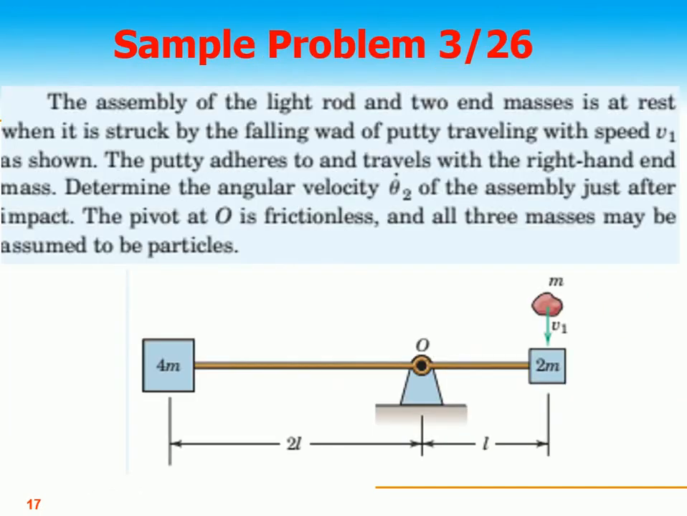Simple problem 3-26. The assembly of the light rod and two end masses is at rest. When it is struck by the falling wad of putty traveling with the speed of v1, which is moving and strikes this mass, determine the angular velocity theta 2 dash of the assembly just after the impact. The pivot at O is frictionless, and all three masses may be assumed to be particles. They can be considered as concentrated masses, rigid bodies.